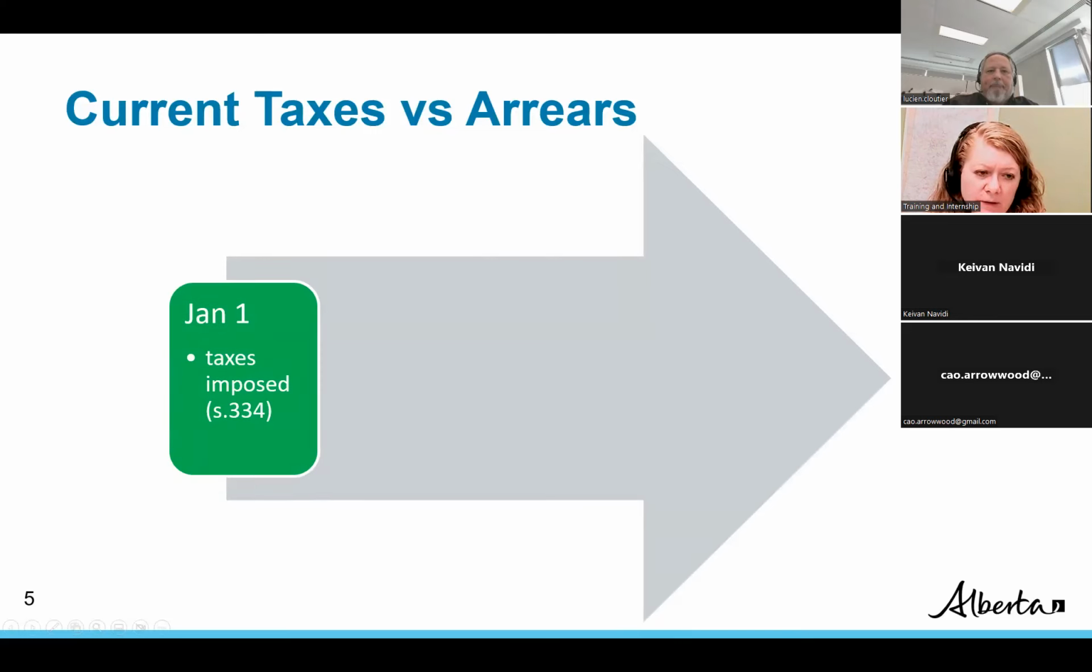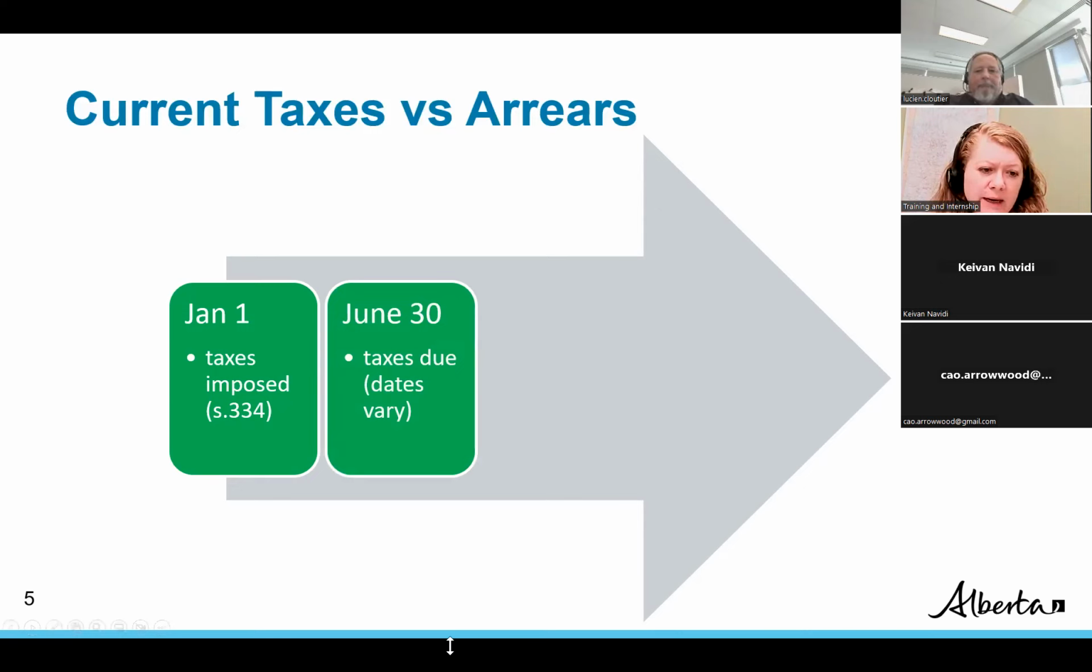So per section 334 in the MGA, taxes are considered imposed on January 1st of each year, regardless of when your municipality sends out its notices or applies penalties. Each municipality can determine its own due date for its taxes based on its tax penalty bylaw. Some counties or MDs have a fall due date to consider the time when farmers have cash coming in from selling their crops, but I'm going to use an example more typically of a municipality that makes their taxes due on June 30th by imposing a penalty on July 1st.